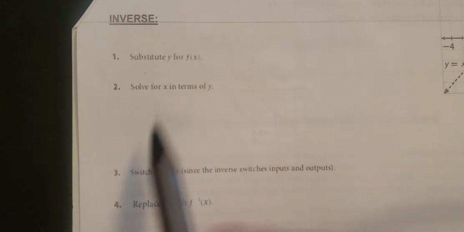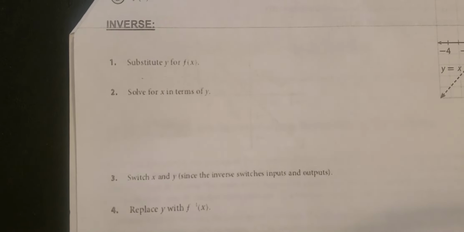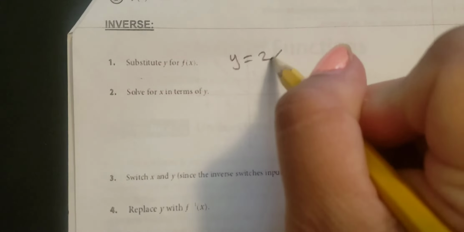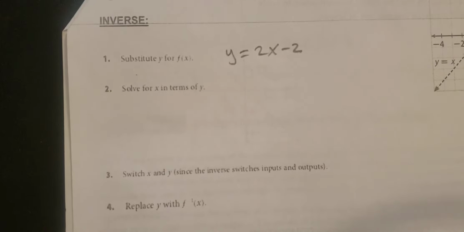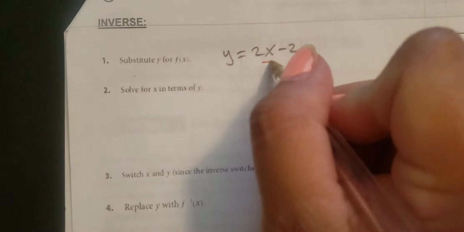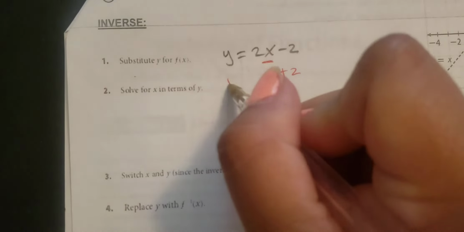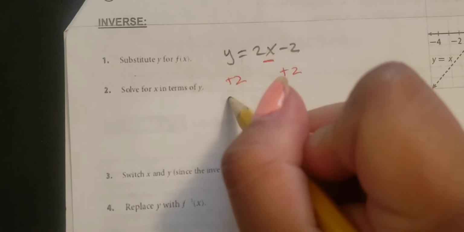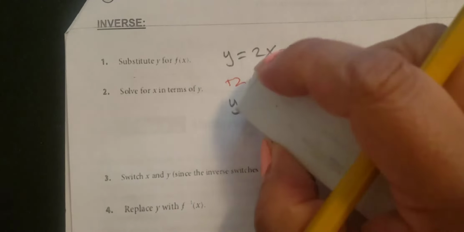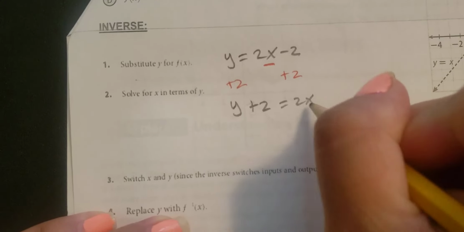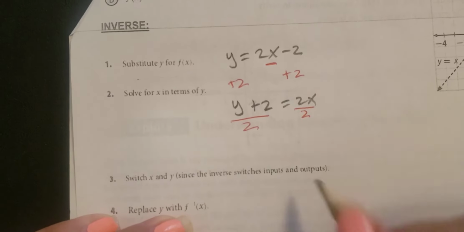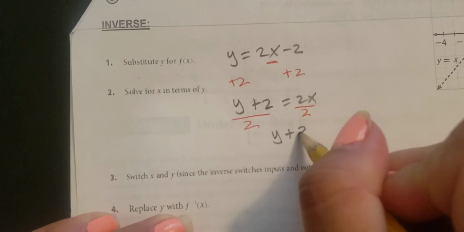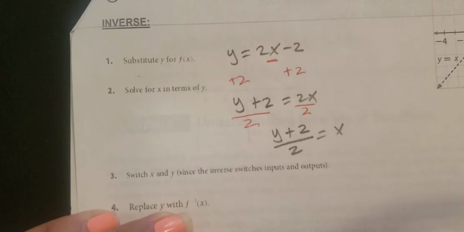So remember, it says substitute y for f of x. So y equals 2x minus 2. Step 2, solve for x in terms of y. So all that means is just isolate x, get x by itself. So we're going to add 2 to both sides. And so then we're left with y plus 2 equals 2x. And then to get x by itself, we're going to divide by 2. Okay? So we're going to be left with y plus 2 over 2 equals x.